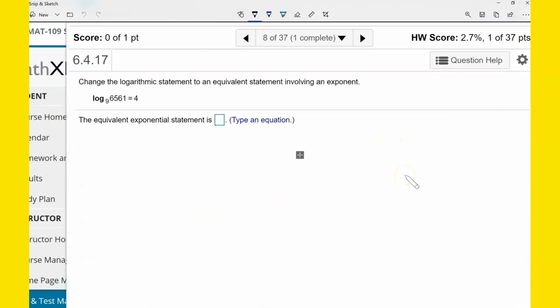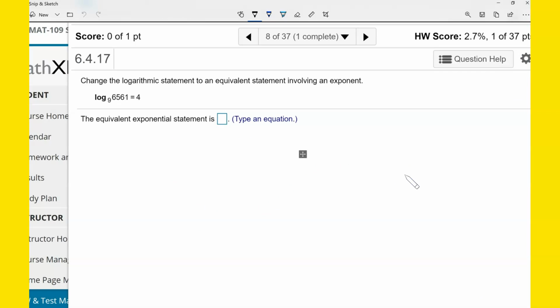All right, next we are given a log, and we're going the other way. We want to rewrite the log as an exponential. So remember, log means the exponent on something. The exponent on 9. So 9 is going to have an exponent on it. And what is the exponent? The exponent is what the log is equal to, 4. 4 is the exponent on 9. That gives you 65/61. That's how we write that as an exponential statement.